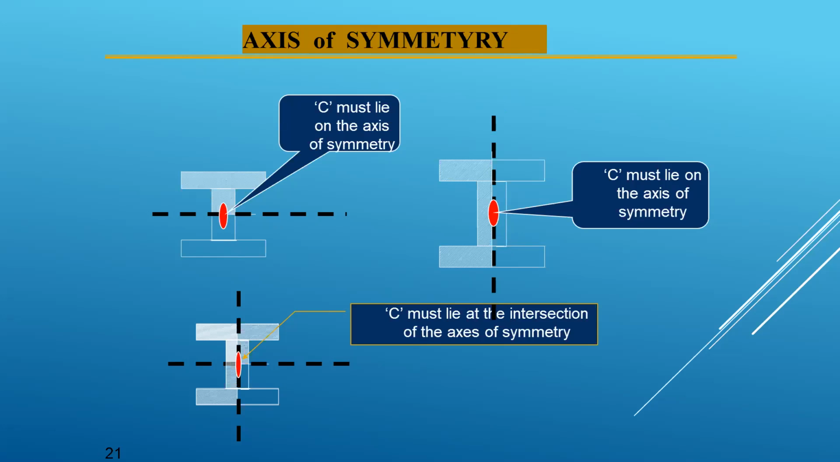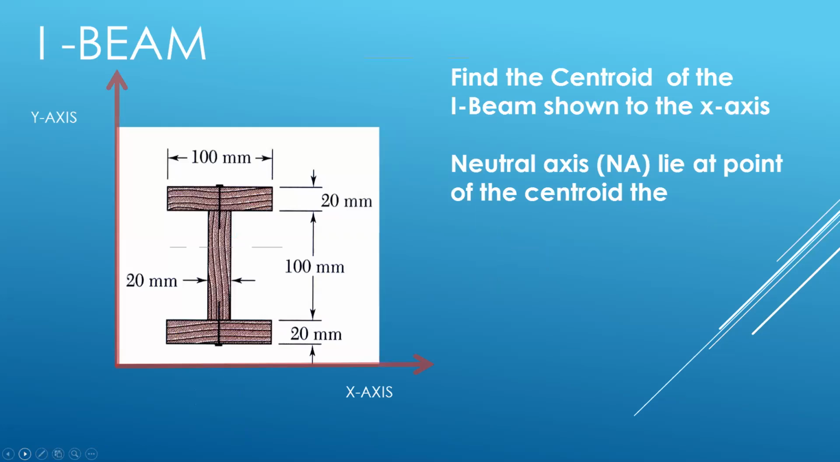So we'll be looking at I-beams too, T-beams, right? So for example, this one here is an I-beam. This figure says find the center of the I-beam shown to the x-axis. Now there's also something that we call the neutral axis, NA, which lies at the point of the centroid, right? So let's just quickly look at this one.